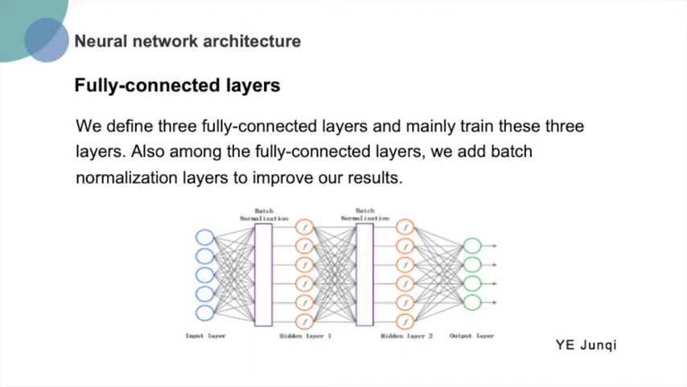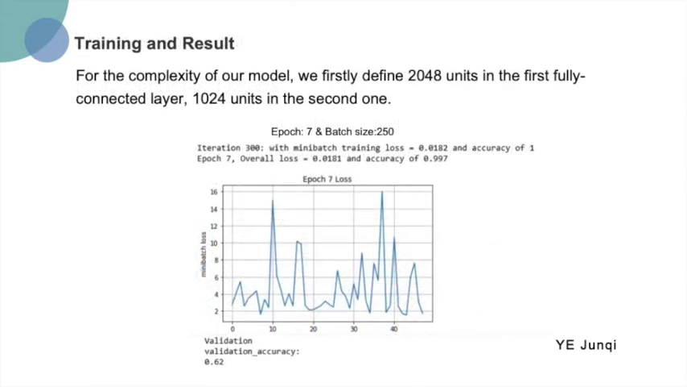So of course our loss is softmax loss. As for the optimization part, we choose the Adam algorithm to optimize our parameters, which is the fastest one. In the training part, for the complexity of our model, we firstly define 4096 units in the first fully connected layer, 2048 units in the second layer, and of course 40 units in the last one, the output layer. During the whole training, we set epoch and batch size in different values and use validation sets to verify our model. Here is part of our results.